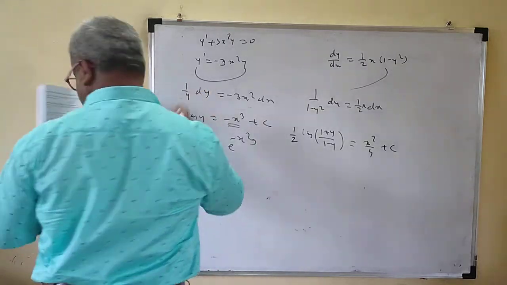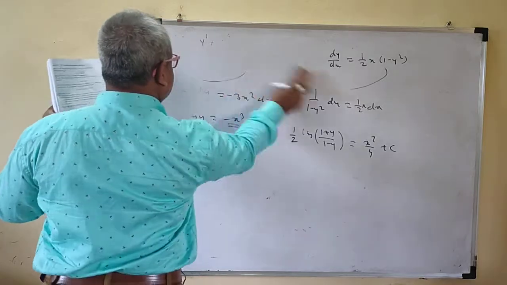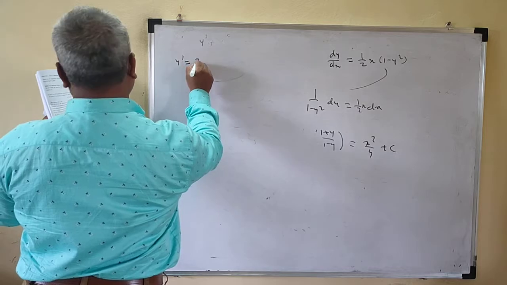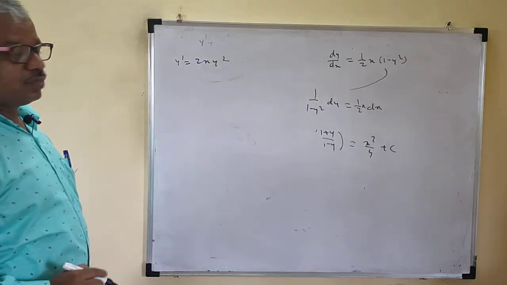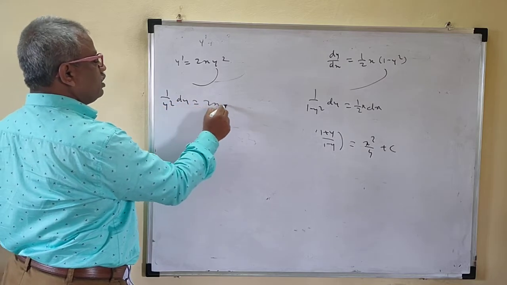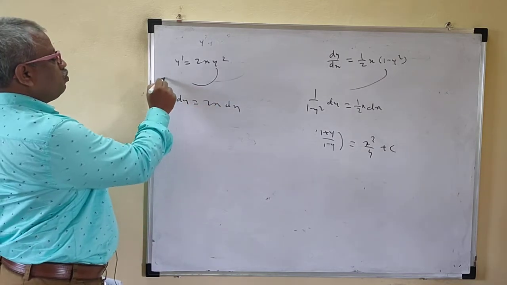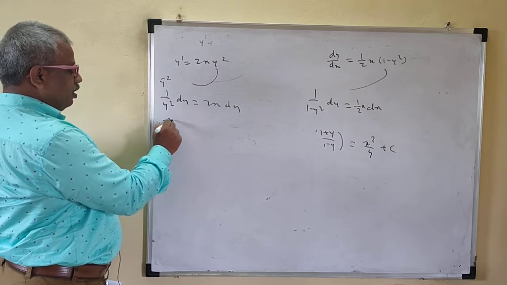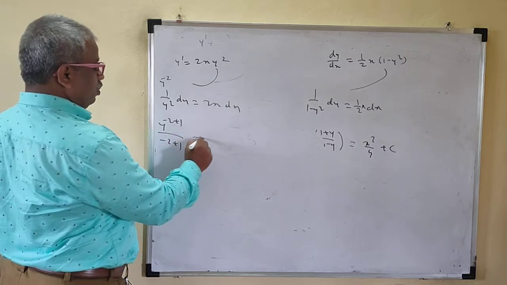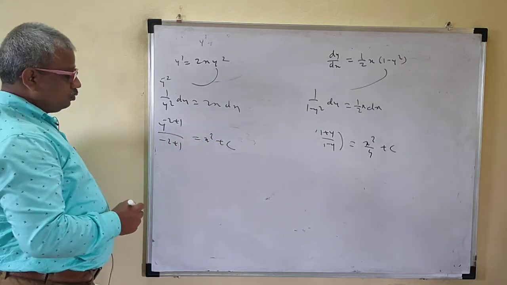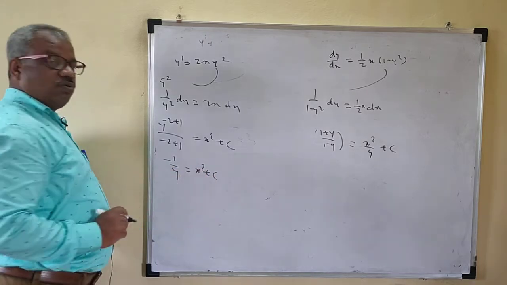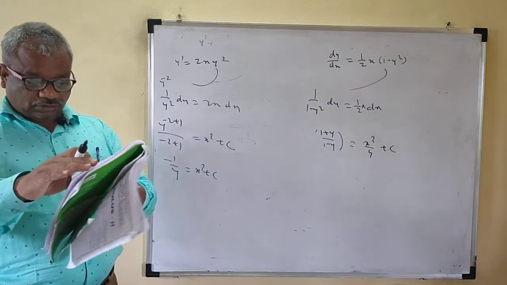Suppose we have to solve this: y prime is equal to 2x y square. So what we have to do is shift y square, so we have y to the power minus 2 dy is equal to 2x dx. So y minus 2 plus 1 upon minus 2 plus 1, integration, we have to add 1 here. So this is x square plus c. So this is minus 1 by y equal to x square plus c. This is your solution.